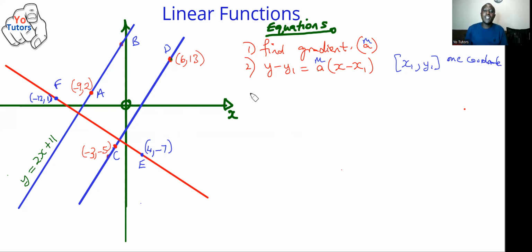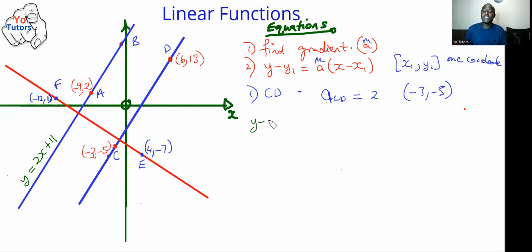Now for this one, let's look for the equation of CD. Let's start by calculating the gradient. We know it already: the gradient of CD is equal to 2. So how do we get the rest? We choose any of the coordinates here. Let's just choose the challenging one, which is -3 and -5. Okay, so let's write our equation now.